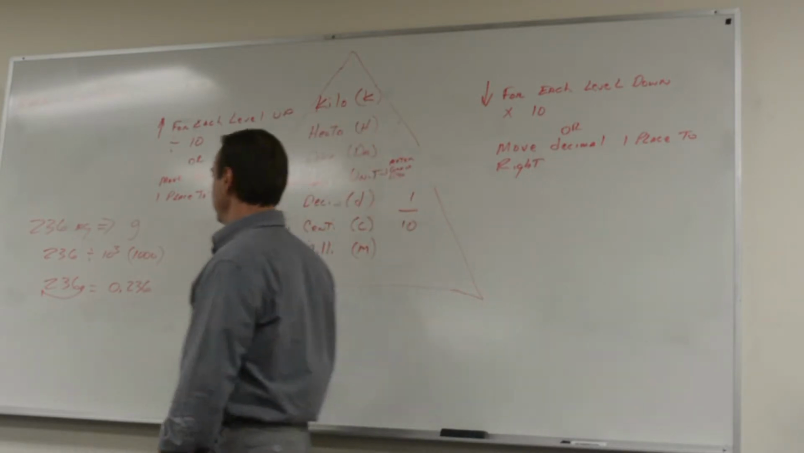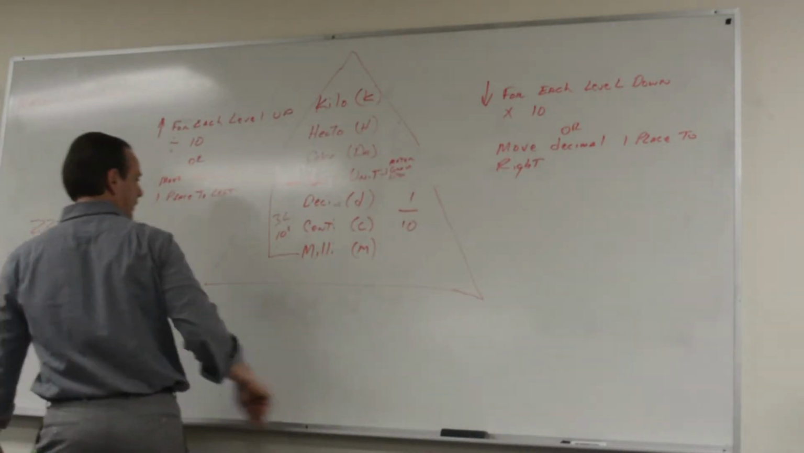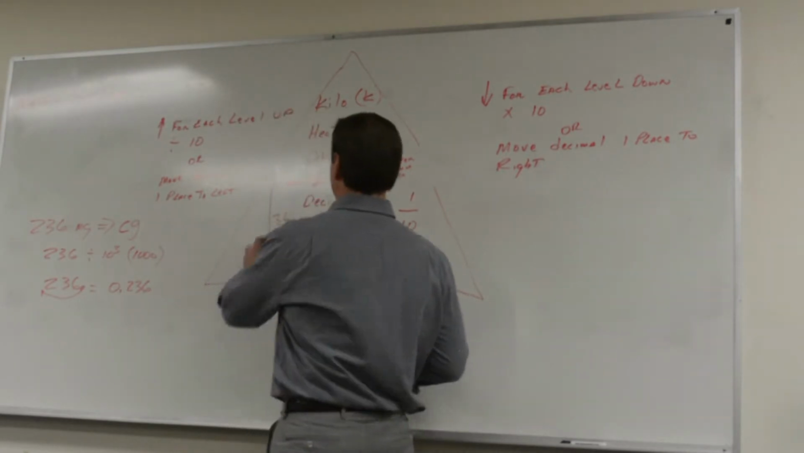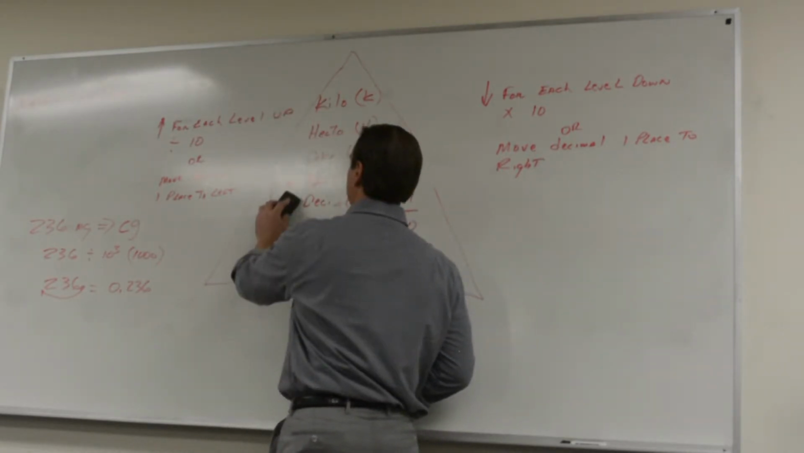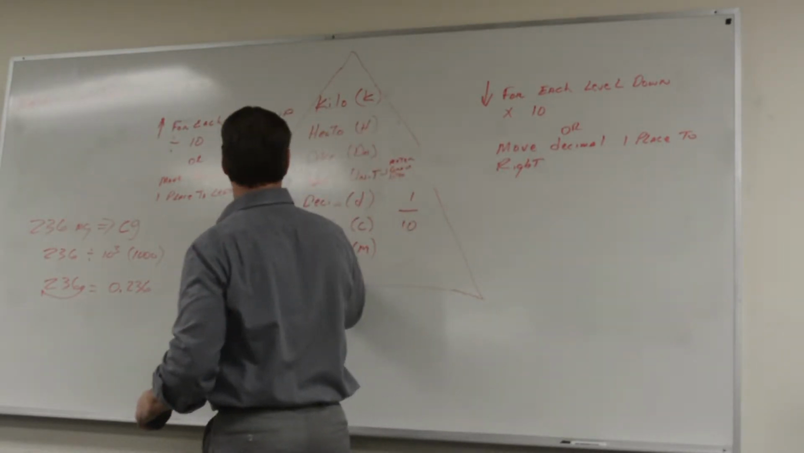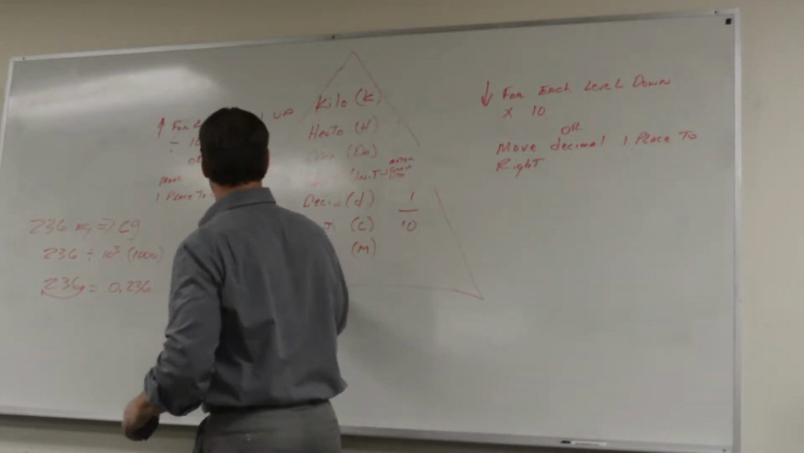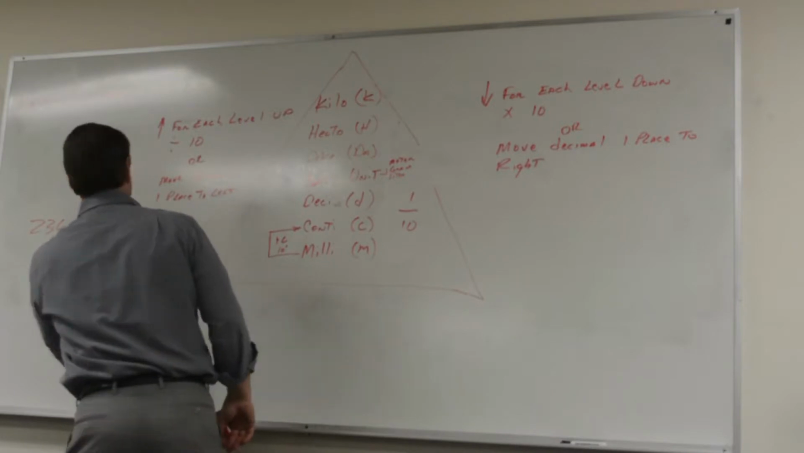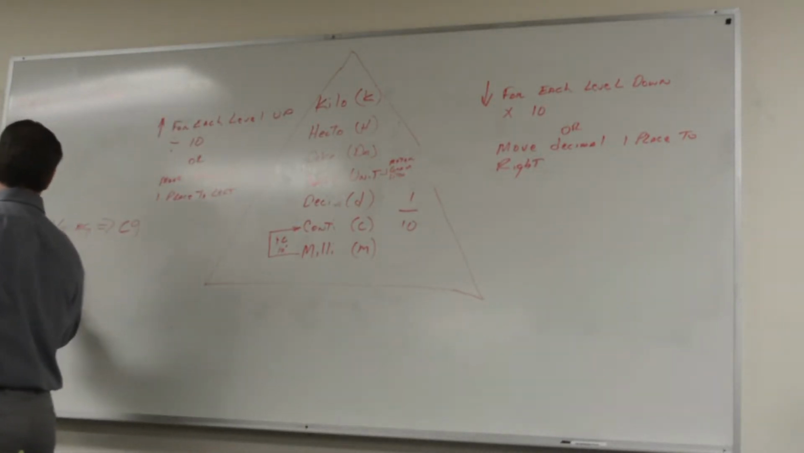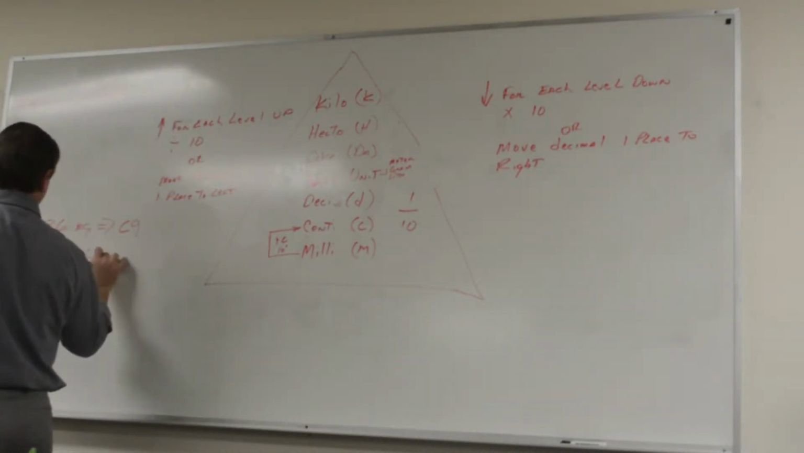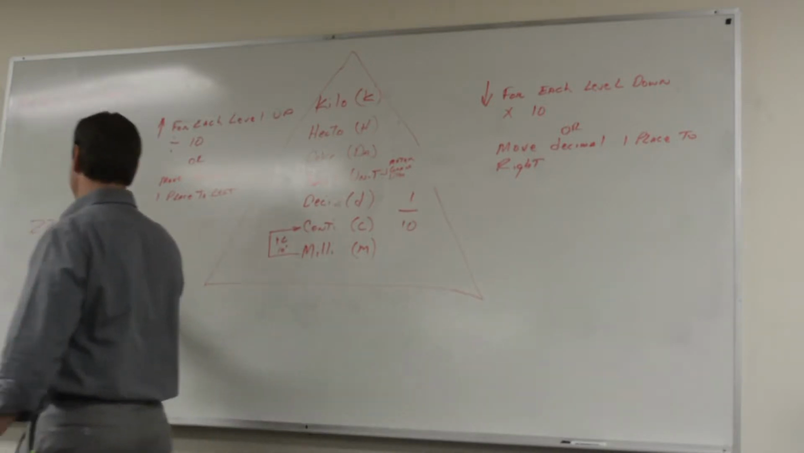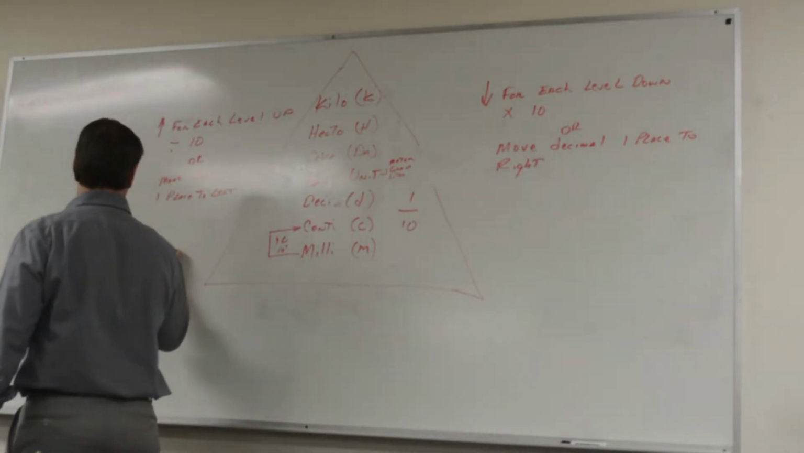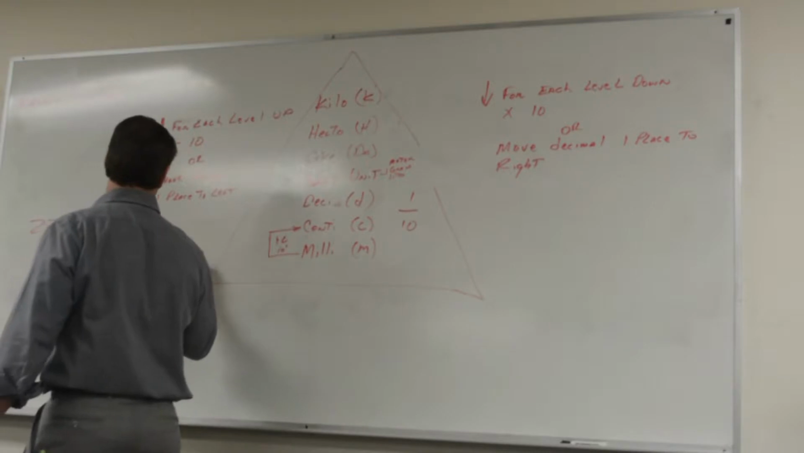Let's go to centi this time. Now, let's take this out. We're going from here to here. 1 level, 10 to the first, right? We could say this is 236 divided by 10 to the 1, which is 10. This would equal 23.6 centigrams.